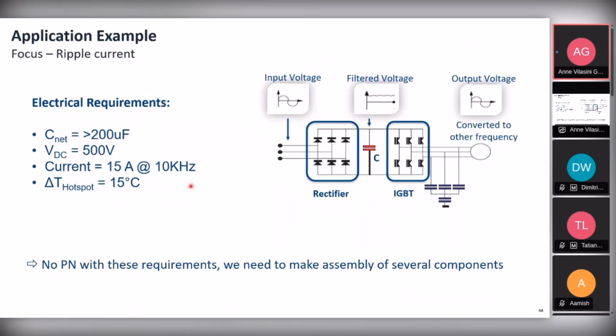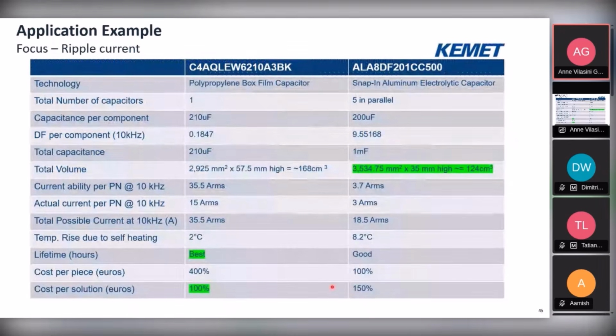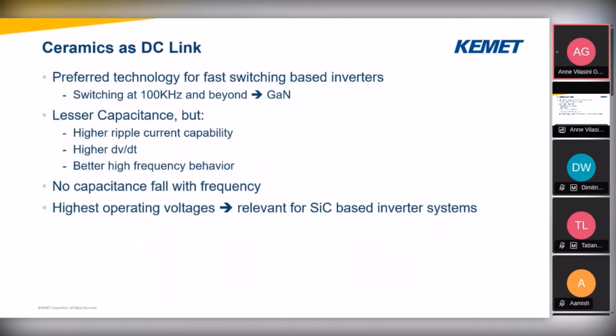Here your requirement is 15 amps at 10 kilohertz. To meet this ripple current, the film capacitor is going to need only one component, whereas your electrolytic is going to need 5 components. So when we focused on capacitance, the electrolytic was smaller and cheaper, but now on ripple current, the film capacitor is going to be better, also volume-wise, because the number of components is less. Nowadays, there's also a trend that ceramics are used as a DC link because of the higher frequency of switching converters.